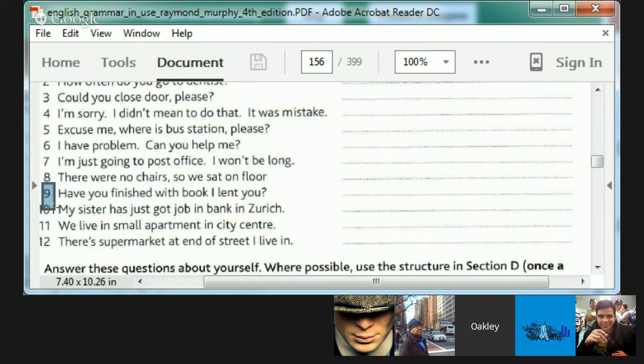All right. Sasha, number 9. Have you finished the book I lent you? We know exactly which one it was. It's the book I lent you, so it's quite specific enough for the. Mustafa, number 10.